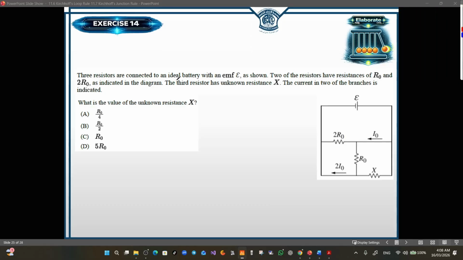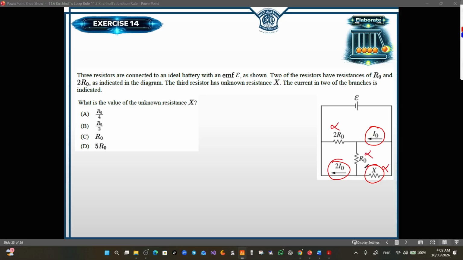3 resistors are connected to an ideal battery with an EMF. As shown, 2 of the resistors have resistances of R0 and 2R0, as indicated in the diagram. The third resistor has a known resistance X. We don't know what is the resistance here. The current in 2 of the branches is indicated. So we know what is the current here and the current there. We don't know what is the current here, here, or here.